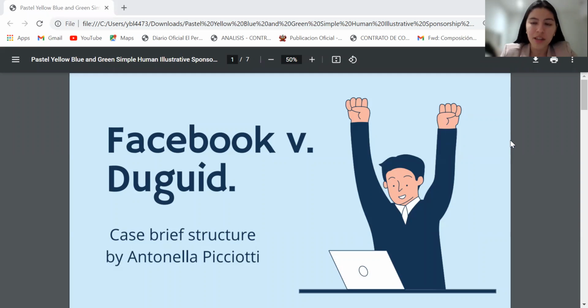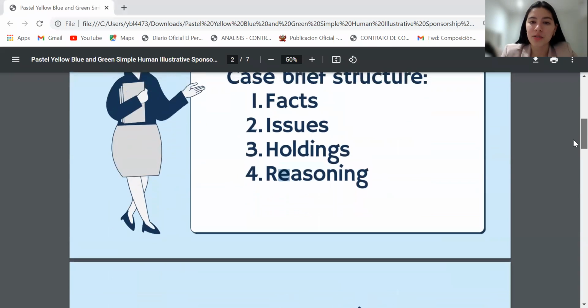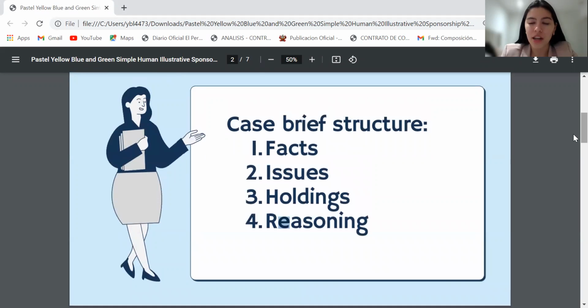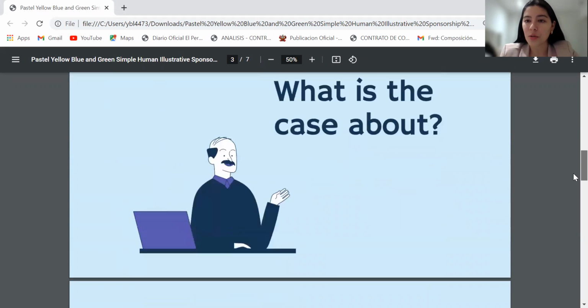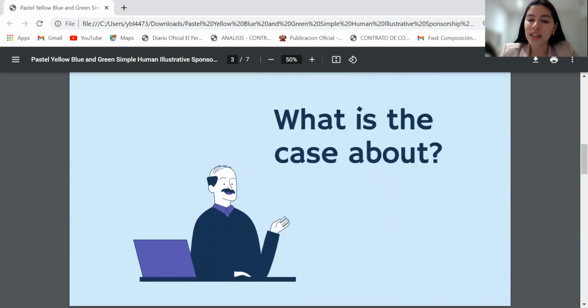Facebook versus Duguid case. I'm going to follow the case brief structure. First, I'm going to talk about the facts, then I'm going to talk about the issues. Afterwards, I'll talk about the holdings, and last but not least, I'm going to talk about the reasoning. So, first, let's talk about the case. What is the case about? I'm going to talk about the facts.